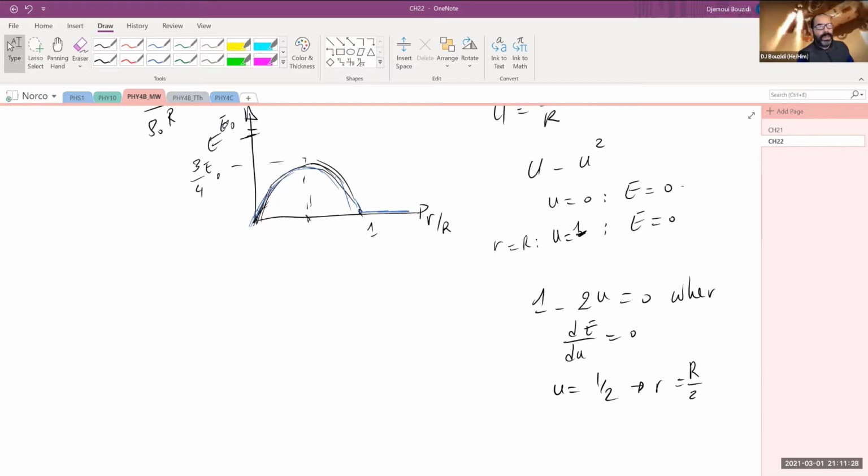And then what's the other question? It doesn't look like we're going to get to another problem, but at least we got this one done. Find the value of r at which the electric field is maximum, and I just did that. That is actually R over 2.